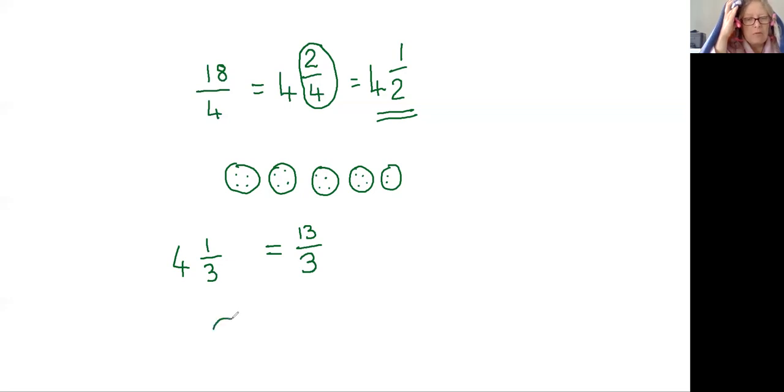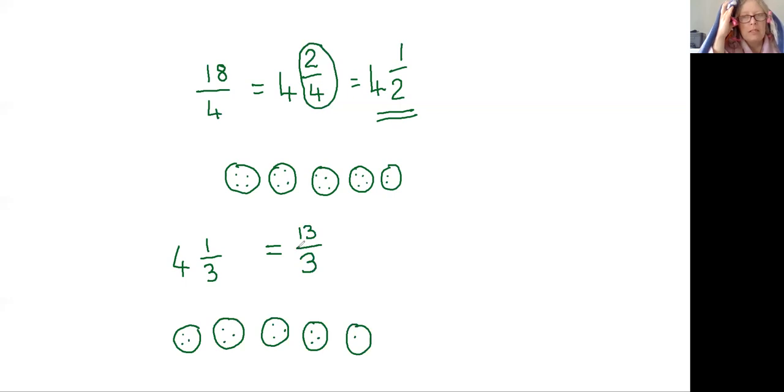So we can draw that picture, 4 groups of 3, and 1 left over. So 4 groups of 3, that's 3, 6, 9, 12, and 1 left over is 13. So 4 groups of 3, 3, 6, 9, 12, 13 individuals that are grouped into groups of 3. Okay, you can have a go at some of those questions.